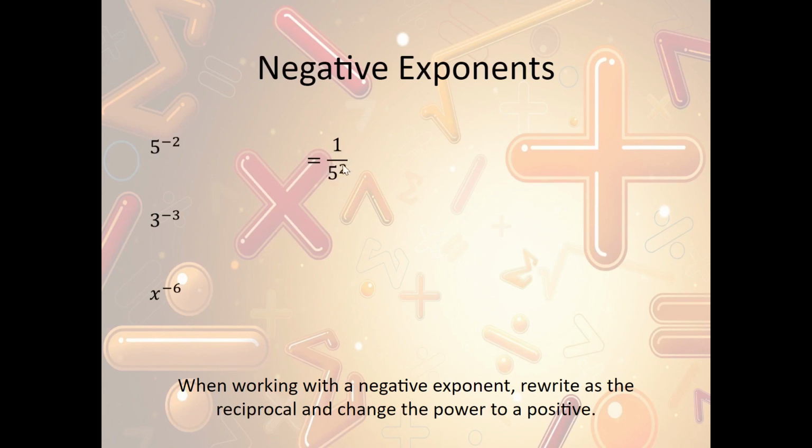Now I just do it like normal. So 5 squared is 25, so this is 1 over 25. Now 3 to the negative 3rd power. So again, that becomes 1 over 3 to the positive 3rd power. 3 to the positive 3rd power is 27, so it's 1 over 27. Now we have x to the negative 6th power. So we're going to flip that and it becomes 1 over x to the positive 6th power.